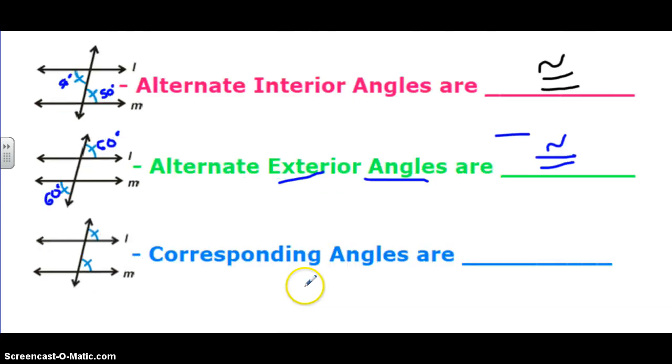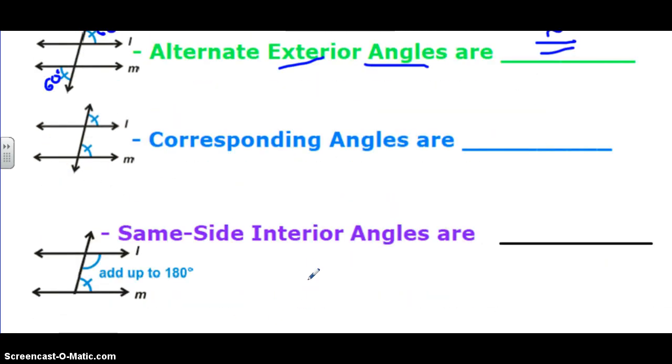Third one, corresponding angles. I know what you're thinking. I don't know what these are, but you know what they are? They are also congruent. So if you have corresponding angles, then you know they are also congruent.